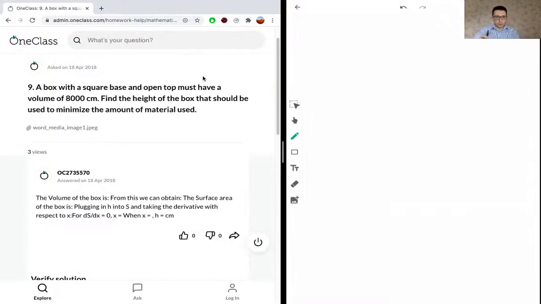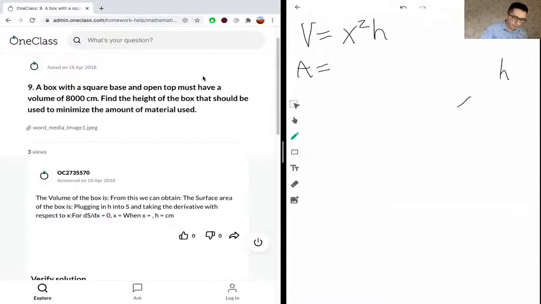So we have two terms that we need to define. We have volume is equal to something, and then we have surface area is also equal to something. And we're trying to minimize the surface area and find the height of the box. So we have a term h that we need to find the value for when the volume is 8,000 centimeters squared. So to start off, to define the volume, it's the area of the base times the height. Since it's a square base, the area of the base would be x squared, and then the height would just be h. So I'll just draw a diagram.